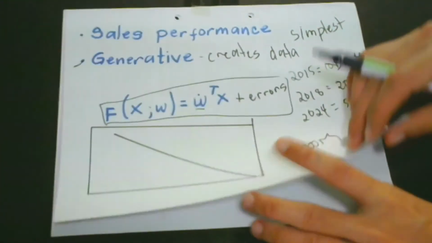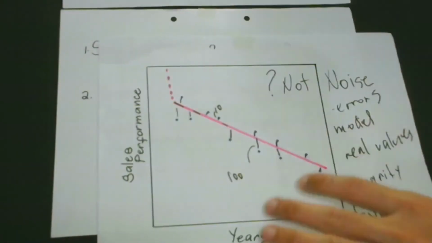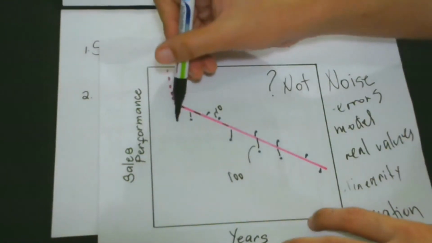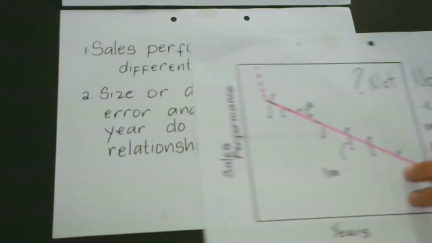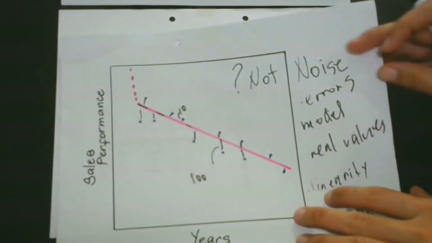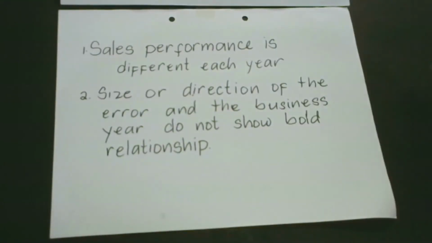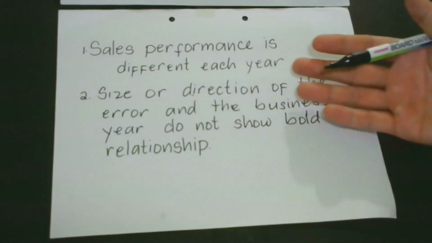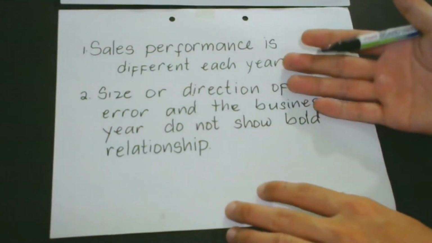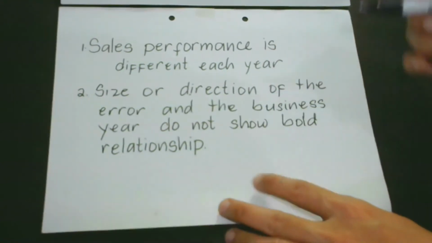So if we're going to go back, see? This one, the old one. Different magnitude, as you could see, right? Different points. So really very different. Also, we can see that the size or direction of the error and the business do not show a clear relationship. So with this, we can say that the error is not a function of x, which is the business here in this case. So we are dealing with random variables and random values.